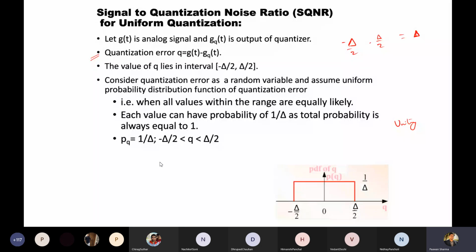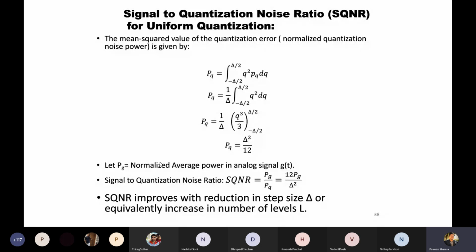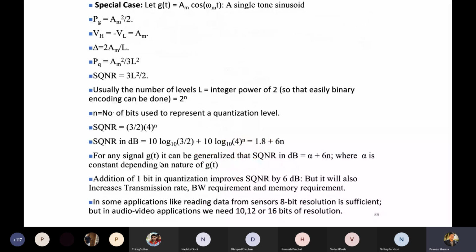Then this formula we have seen, and you have to remember this. Mean squared value of quantization error is delta square by 12. Then there is this special case where we have assumed a signal which is a single tone sinusoid. It is a sinusoidal signal, it can be cos or it can be sine. In that case, what will be the formula? If you solve it, you will get the signal to quantization noise ratio as 3L square by 12. Okay, you just go through it. If you find any difficulty, we'll discuss it.